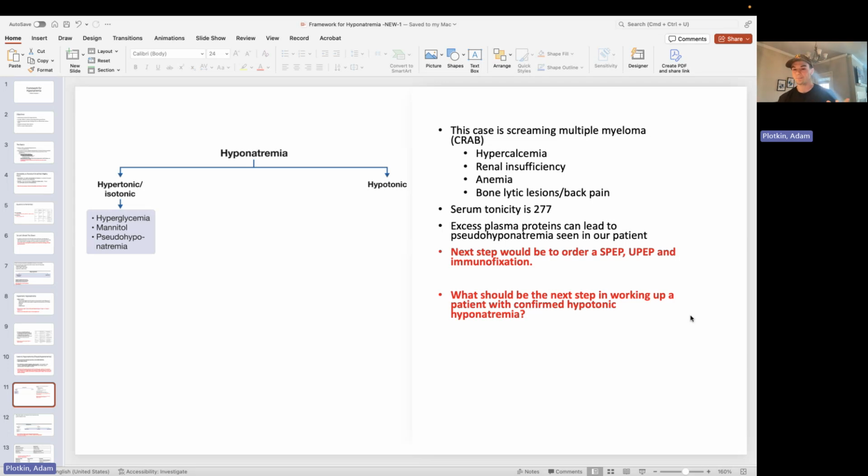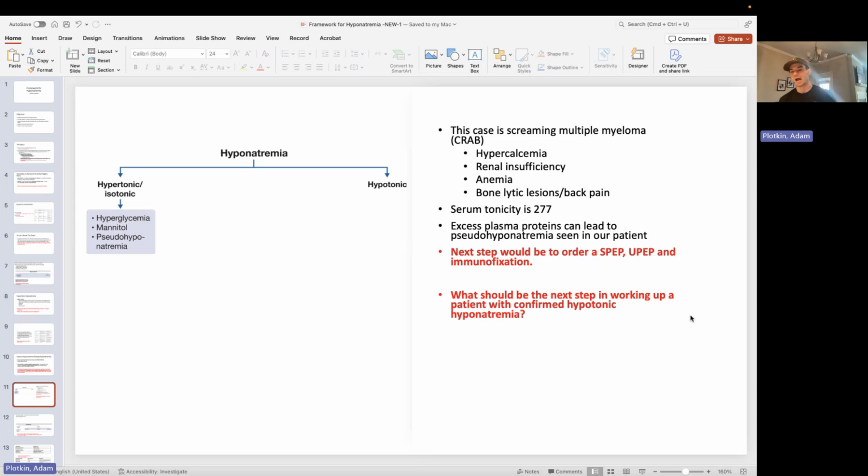So in this case, I'm suspecting multiple myeloma. I've got a very high clinical suspicion these excess plasma proteins can lead to pseudohyponatremia. We should get an SPEP, UPEP, and immunofixation in this patient and further work her up for multiple myeloma.